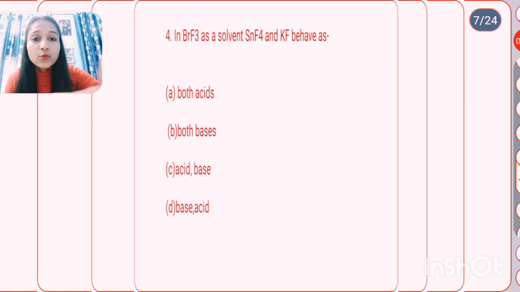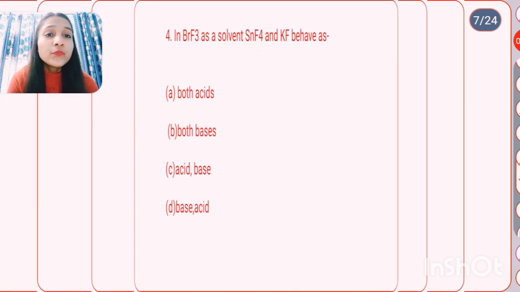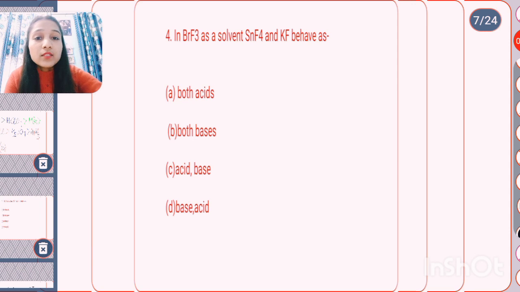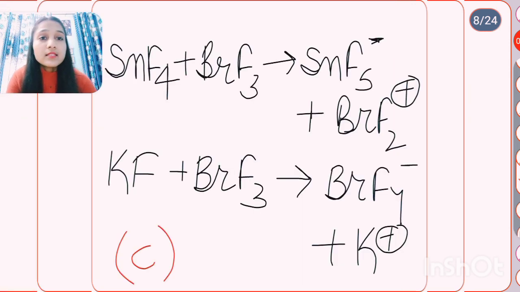So these questions are very simple as I already told you. So next comes the next question. Fourth question: in BrF3 as a solvent, SnF4 and KF behave as. We just simply have to say that if BrF3 is a solvent, then SnF4 and KF behave as acids or bases. So how can you solve this? Just simply take SnF4 plus BrF3 and KF plus BrF3.